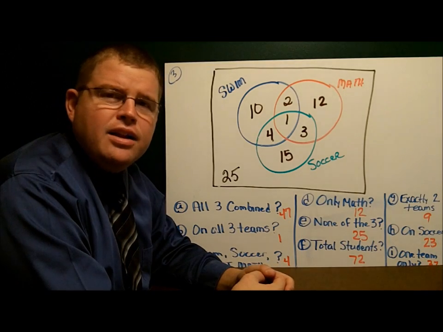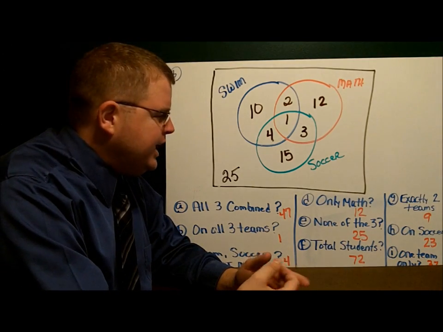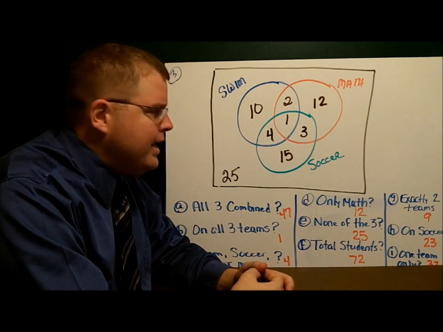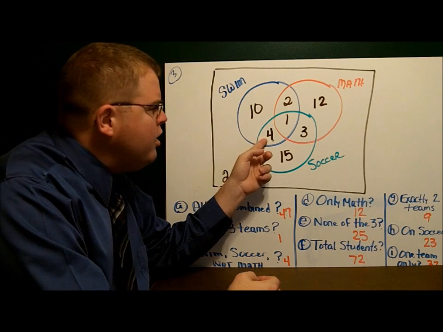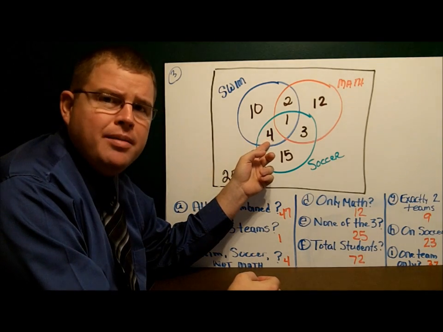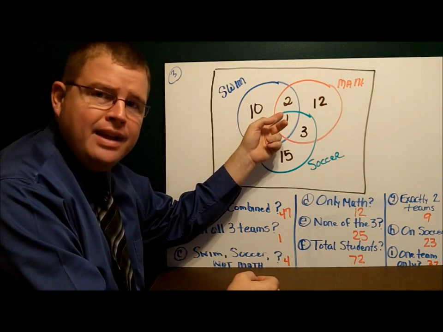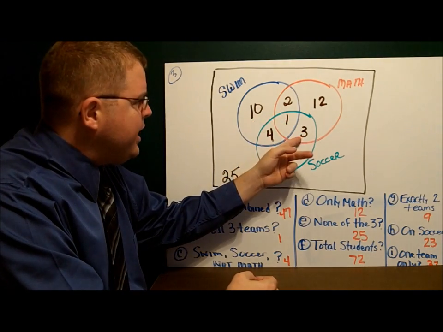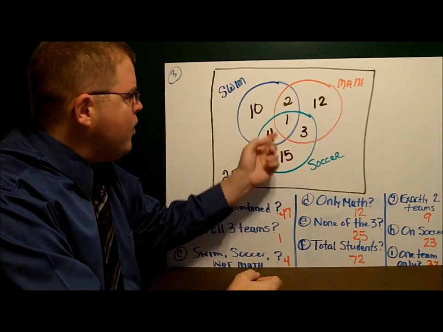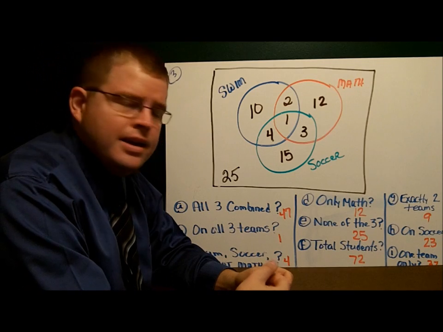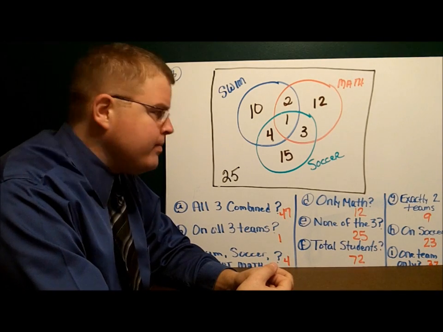Now, questions can get a little bit trickier where we have to think about it. Take a look at example G. It says how many people are on exactly 2 teams? Well, we have these 4 who are on soccer and swim team, we have these two who are on the swim team and the math team, and we have these three who are on the math team and the soccer team. So 3, 4, and 2 gives us a total of 9. There are 9 people on exactly 2 teams.